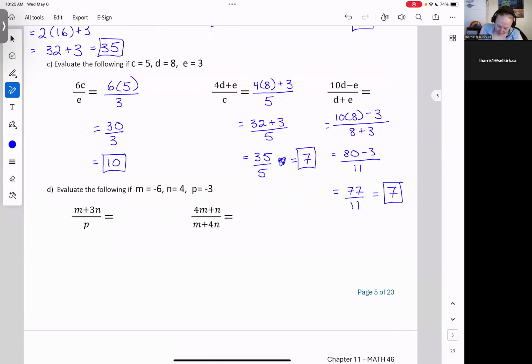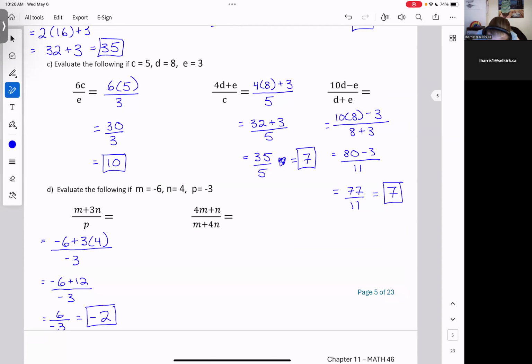All right, and next up, we've got m, which is -6, plus 3 times n, which is 4, and that's being divided by a p-value of -3. So let's start by doing the multiplication on top to get 12. Then we can do that addition on top, which would give us +6 over -3, and that simplifies to -2.